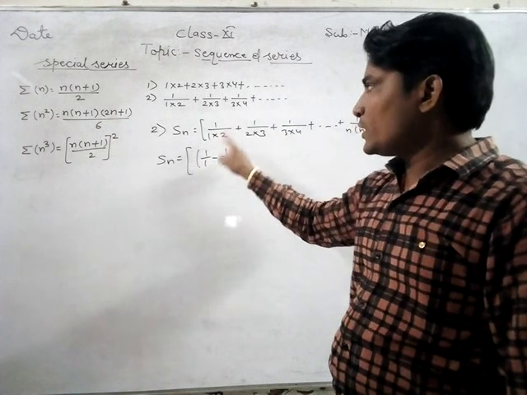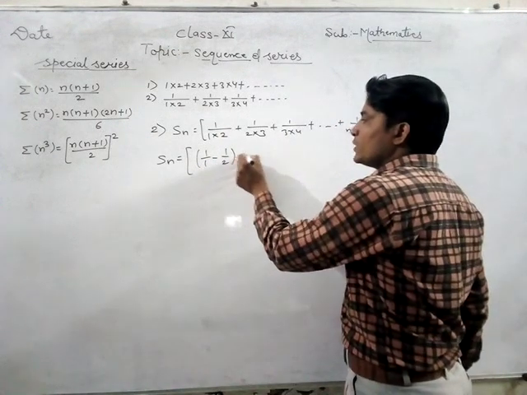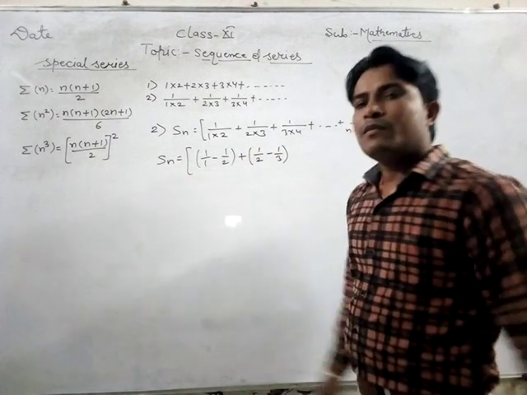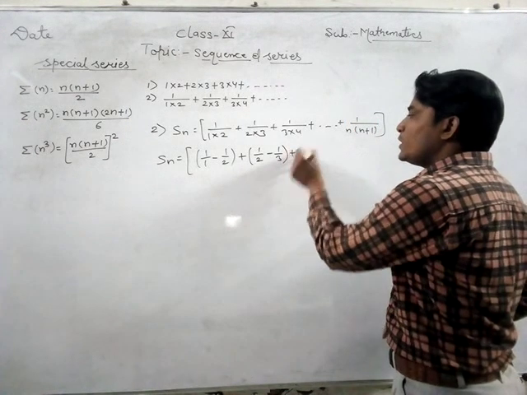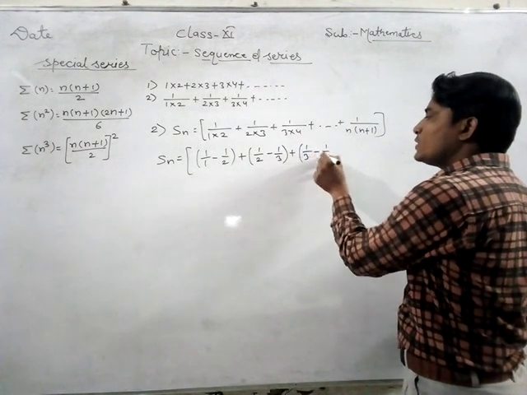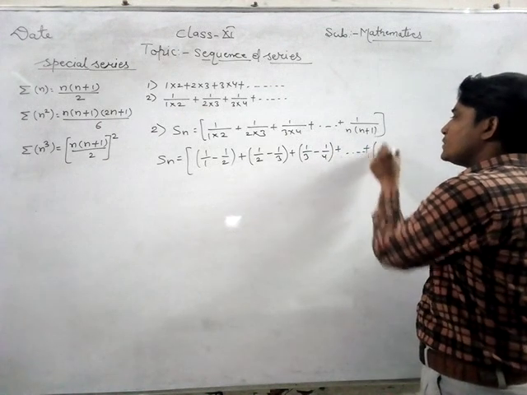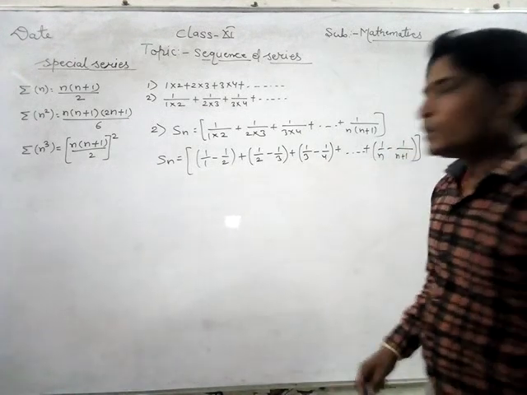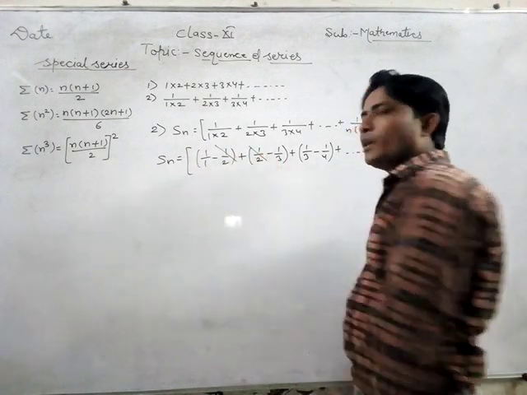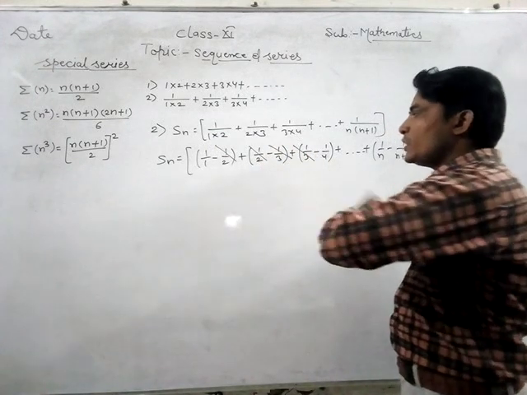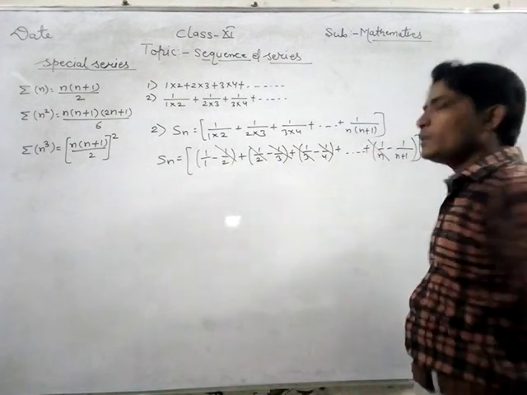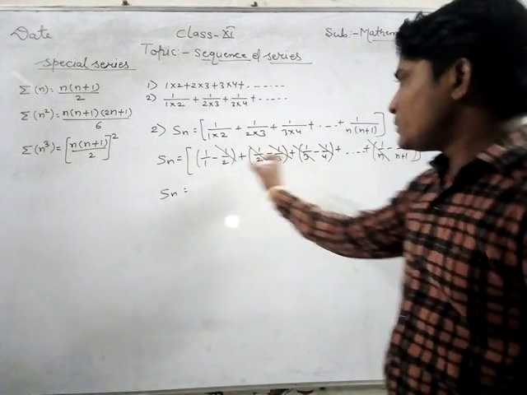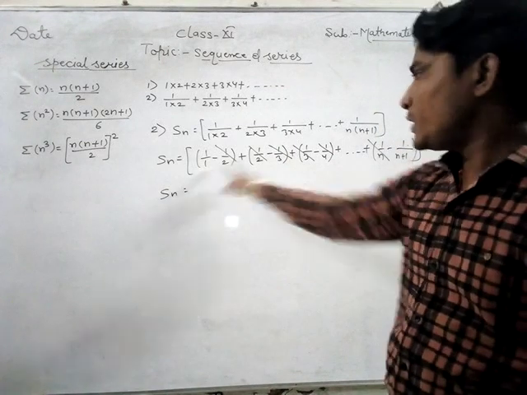After solving this, we get the next term also. We can write it as 1 upon 2 minus 1 upon 3. Similarly, the next step is 1 upon 3 minus 1 upon 4. And the last term is 1 upon n minus 1 upon n plus 1. So here 1 by 2 cuts out, 1 by 3 cuts out, 1 by 4 and the next terms up to 1 by n cut out. After this process, only the first and last terms remain.